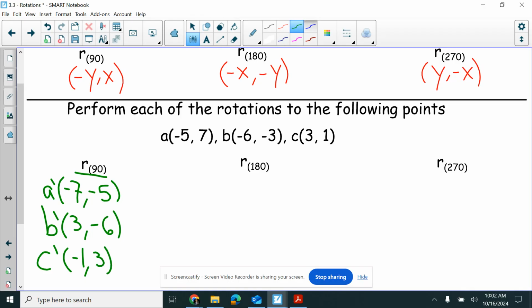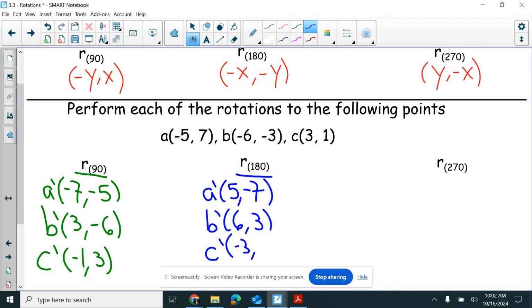For a 180-degree rotation, my rule is the x and the y stay in the same order, but both of those become the opposite sign. So for the A coordinate, it would become positive 5, negative 7. For the B coordinate, they both become positive, so positive 6, positive 3. And for the C coordinate, they both become negative. They just become the opposite sign.